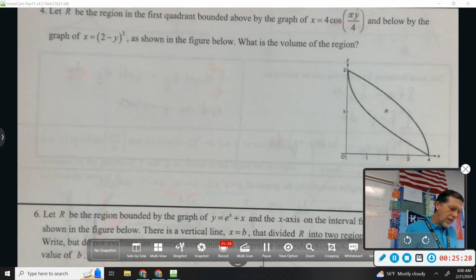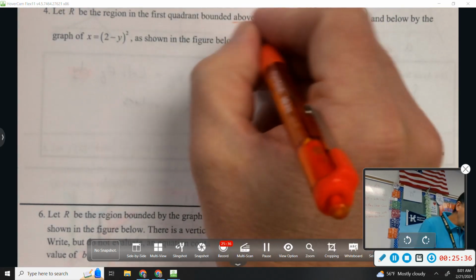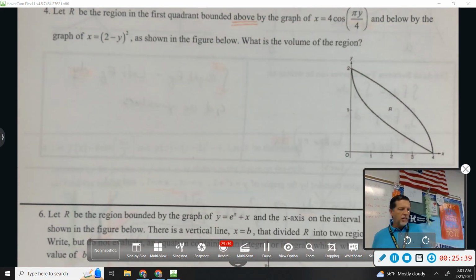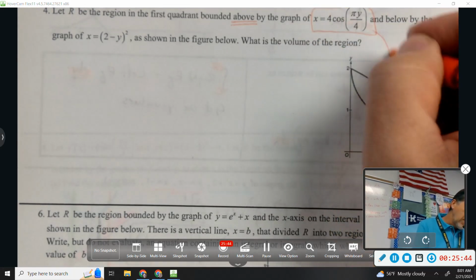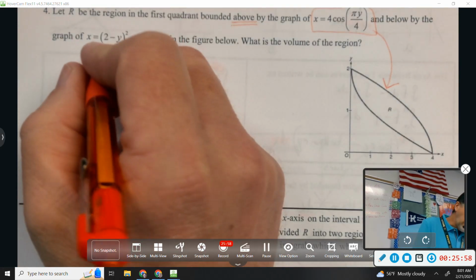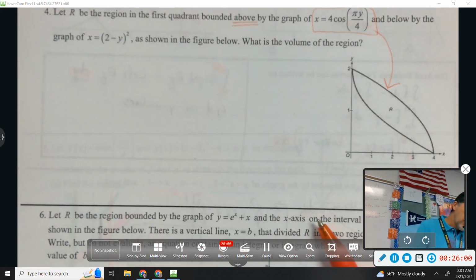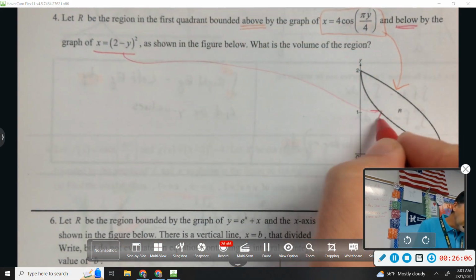Number 4. Let R be the region in the first quadrant bounded above by the graph... oh, this helps me figure out which one's which. Above by the graph of x equals 4 cosine pi y over 4. Like what? I don't know, but that's that one. And below, why am I thinking that's not right though? Below by the graph of 2 minus y squared, so that's that one.